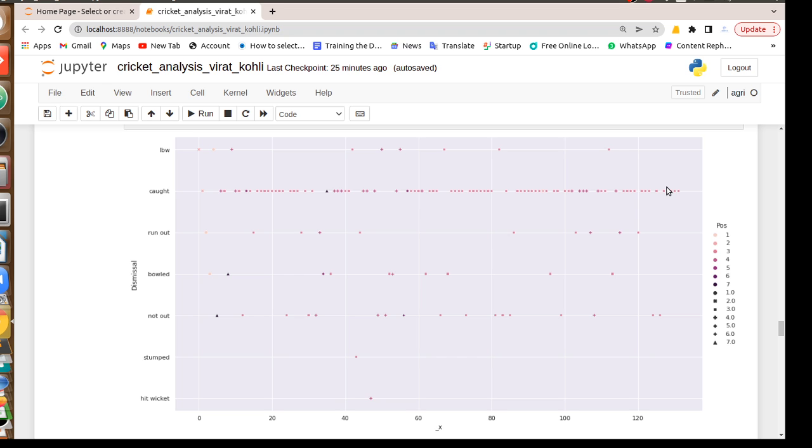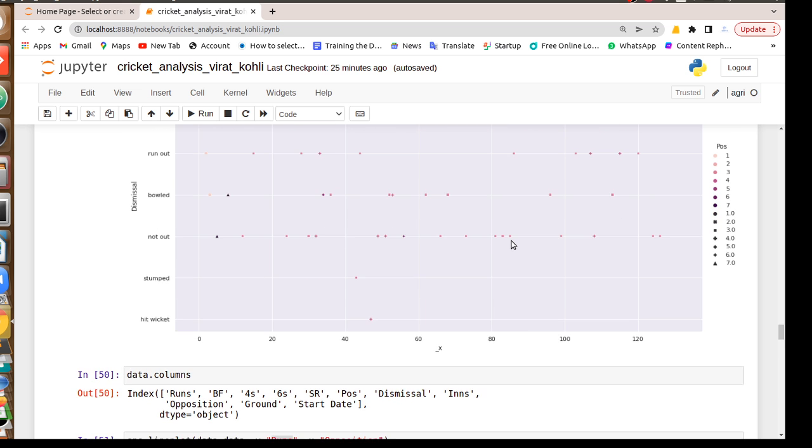As for my knowledge, when it comes to Kohli, nowadays he is getting out to spinners, maybe cardboard, like that stuff is happening. In third man I don't see much, but in the slip, he is getting out more times.